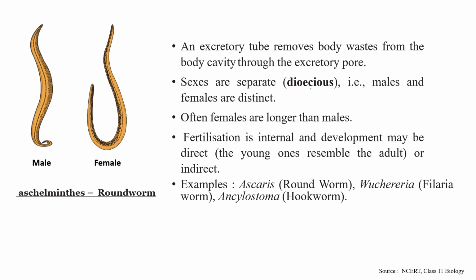Their sexes are separate, meaning they are dioecious, with separate male and female individuals. As you can see over here, this one is the male and this one is the female. If you compare both the pictures, the female is comparatively longer than the male. They have internal fertilization and development may be direct, meaning the young one resembles the adult one, or indirect also. The members that come under this particular phylum are Ascaris or roundworm, Wuchereria, filaria, or hookworm. They all belong to this particular phylum.